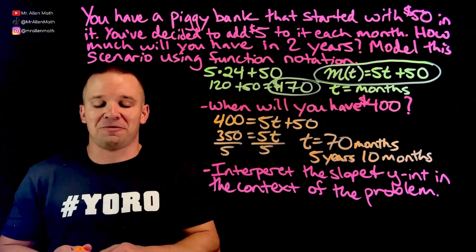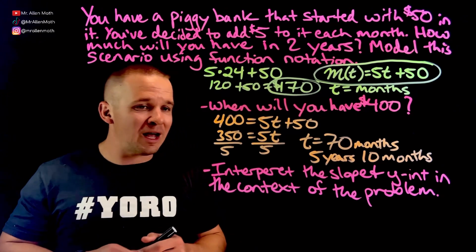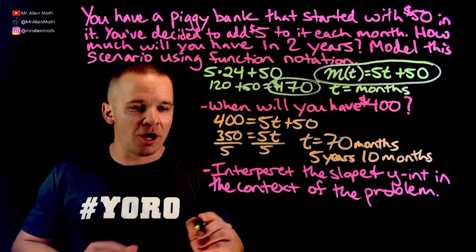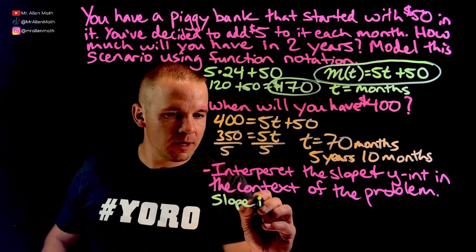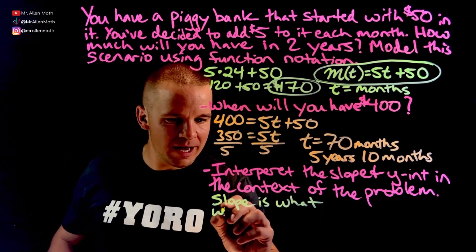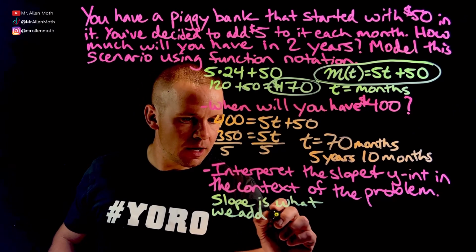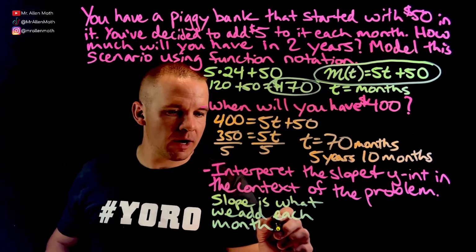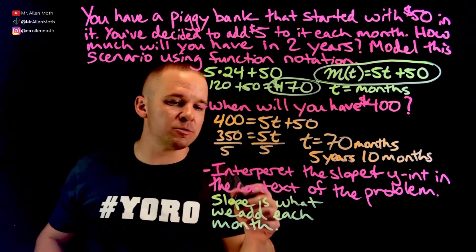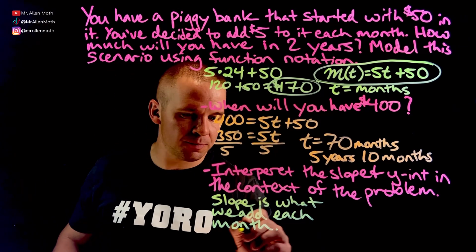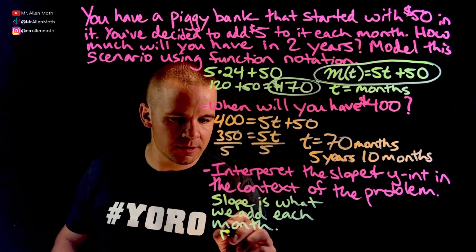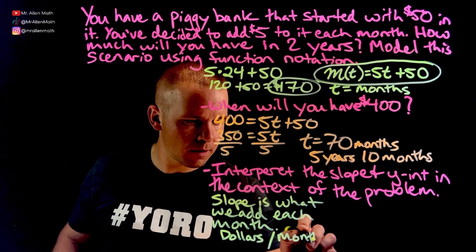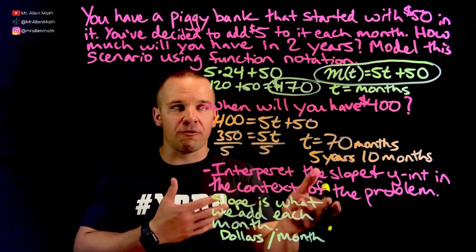That was an awesome voice crack. Interpret the slope and y-intercept in the context of the problem. Well, the slope is what we add each month. Right? That's the money we add each month, right? Slope is what we add each month. Dollars per month. Cool. Awesome. All right, so in some way, shape, or form, saying that's the money that I'm putting in each month.